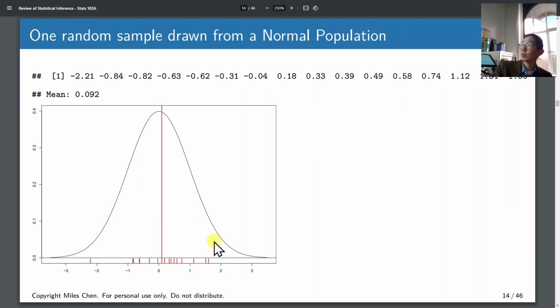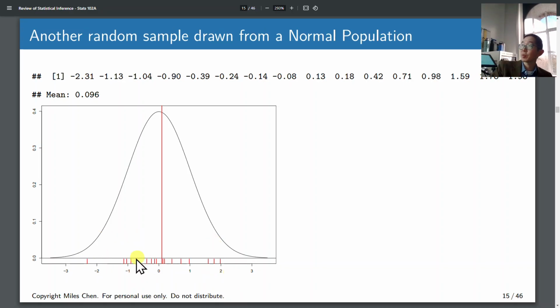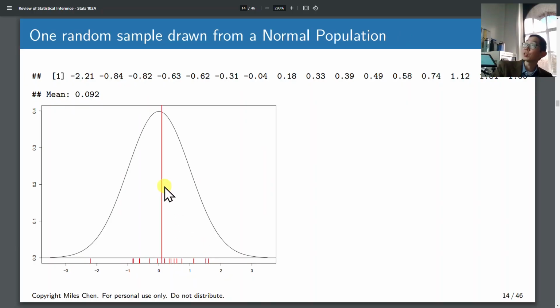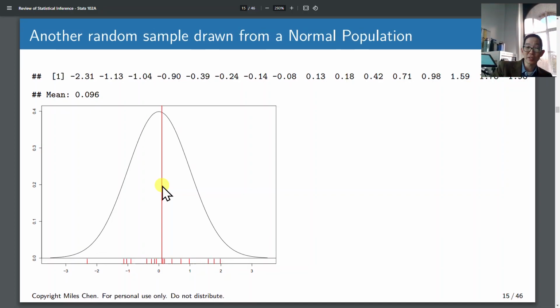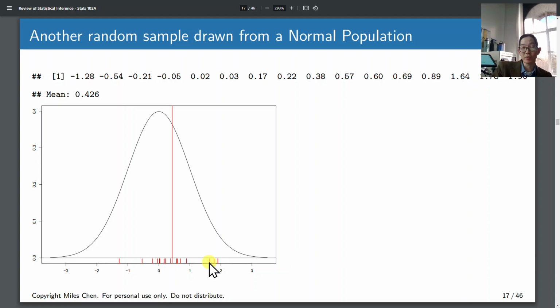Here is another random sample, and when I take this random sample, you can see the rug plot change. We've got the same population, but my random sample changes. And the mean of my sample is just ever so slightly different. You can barely see it shift, going from 0.092 to 0.096, just a tiny shift. Here's another one, and the mean ends up being negative 0.197. And this one, by random chance, we got some quite high values and not a whole lot of negative values, and so its mean is 0.426.